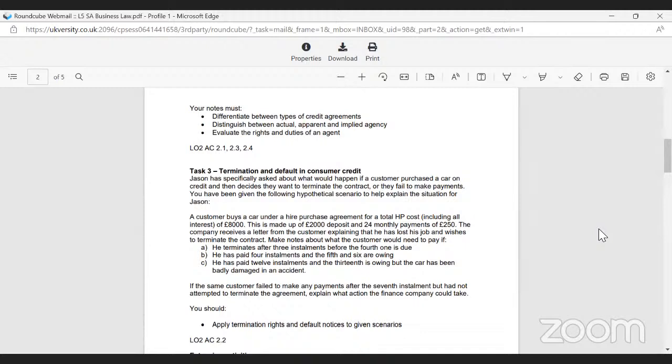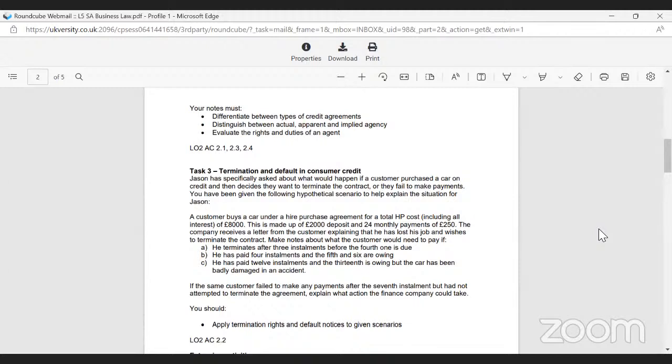So you've got termination and default in consumer credit. Jason has specifically asked about what would happen if a customer purchased a car on credit and then decides they want to terminate the contract or they fail to make payments. You have been given the following hypothetical scenario to explain the situation for Jason.